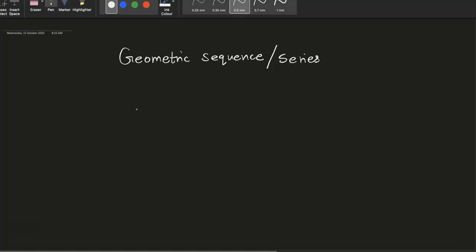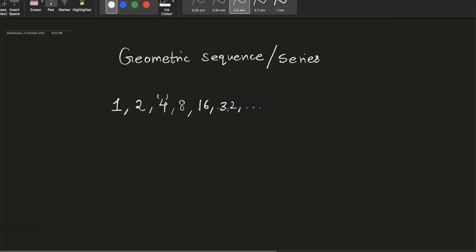Suppose I have a sequence like this. Let's say the first term is 1, the next term is 2, the next term is 4, and the fourth term is 8, and so on. Now you can see each term is the double of the previous term, right? 4 is double of 2, 8 is double of 4, and 2 is double of 1, right? And then the next term you can say it's 16 and 32 and so on, right?